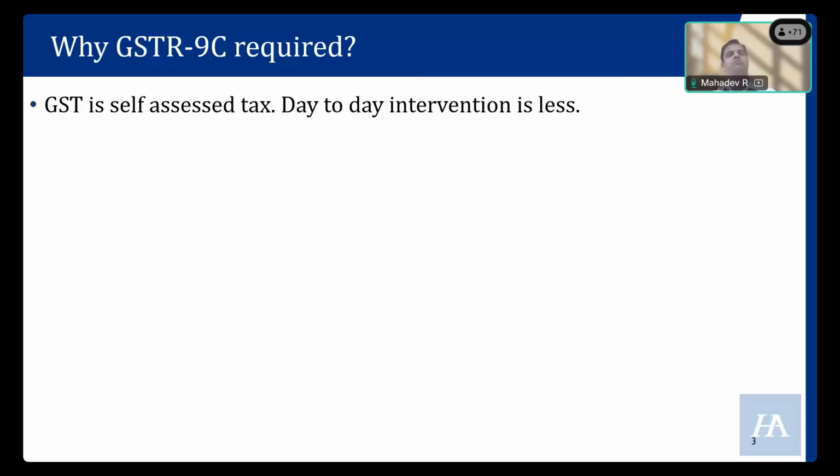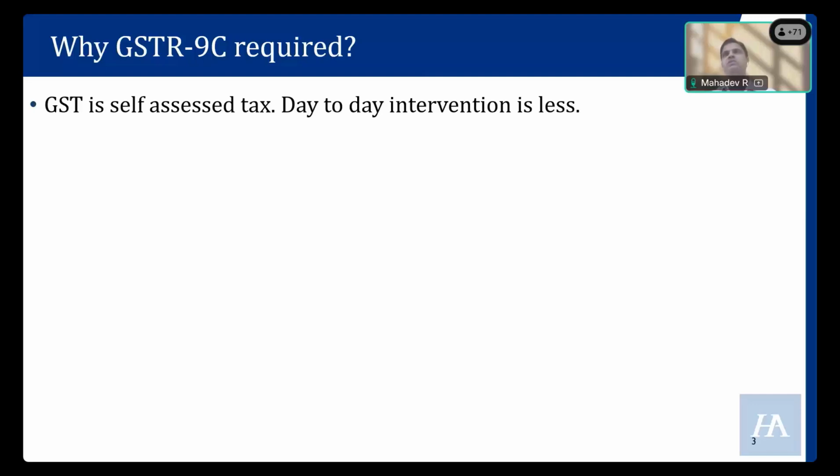Then slowly there was an evolution. Now we have a concept of self-assessment of tax, which came in central excise, then it came into service tax, it was there in VAT also. However, the department needs some control, because if everything is left to the taxpayer, then there can be a misuse of this provision also. So there have to be some checks and balances.